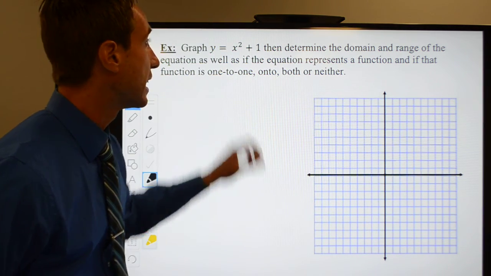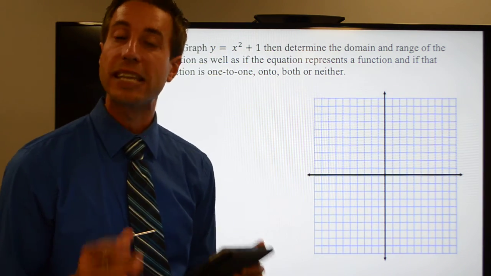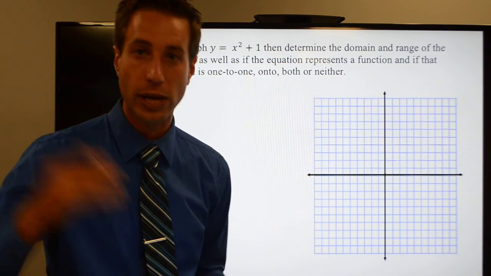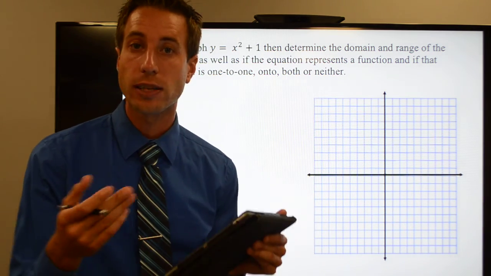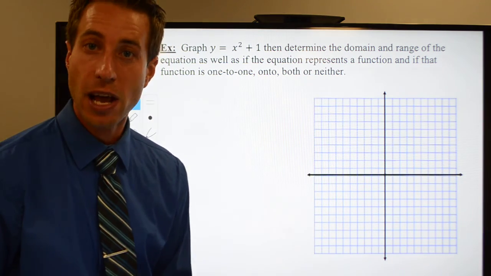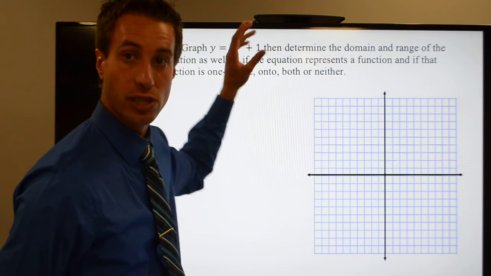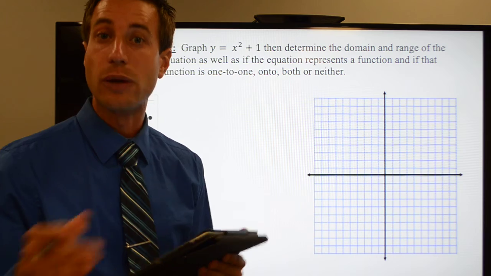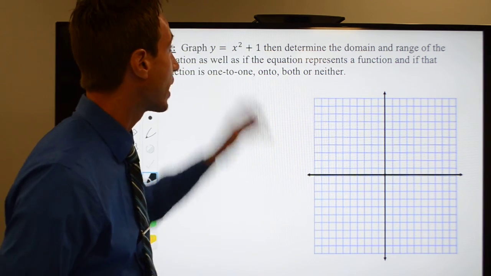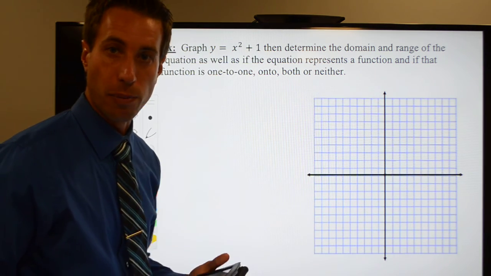I have given you an equation, so we know it's going to be continuous, right? Anytime you get an equation, you're going to connect all your plotted points with a line. The only time you wouldn't is if it was just a set of ordered pairs, then it would be discrete. But this is an equation, so we will connect all of our points with a line.